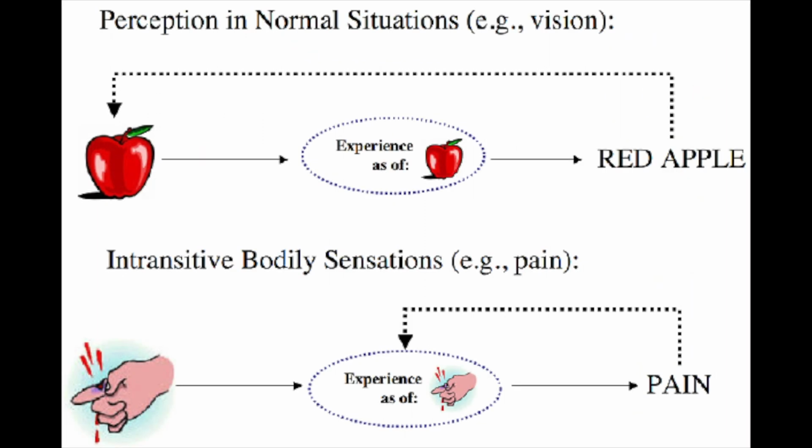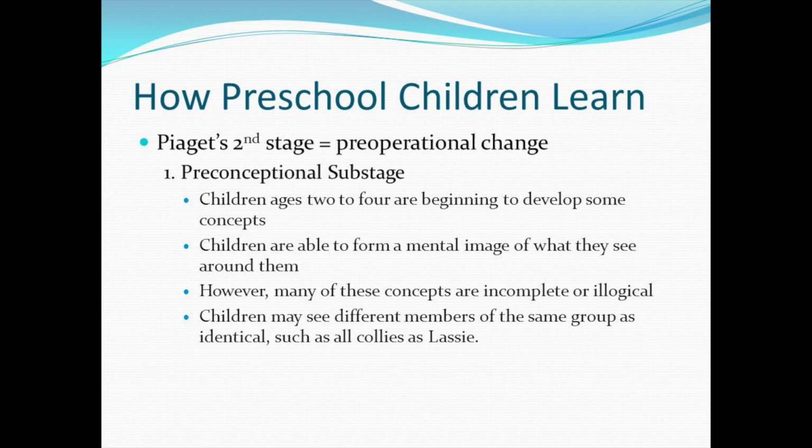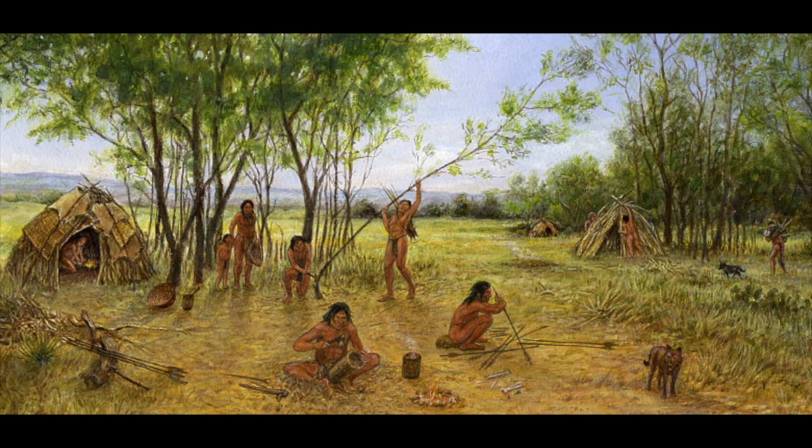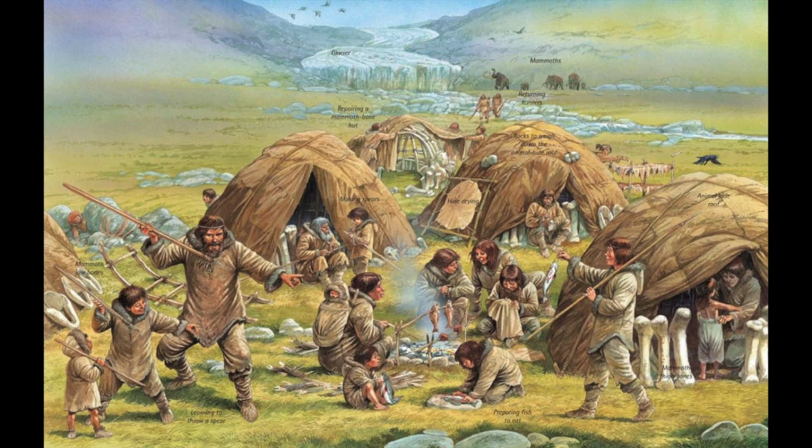The process of concept formation as a means of coming to know reality requires sensory data about the world around you. Once you are able to form and use concepts, you can then use a method of non-contradictory identification as a means of validating the perceptual knowledge you have automatically obtained over the years. Logic is man's method of reaching conclusions objectively by deriving them without contradiction from the facts of reality, ultimately from the evidence provided by man's senses. The application of logic is what allows man to produce, and that production is what allows man to survive. This is the full meaning of the supremacy of reason.